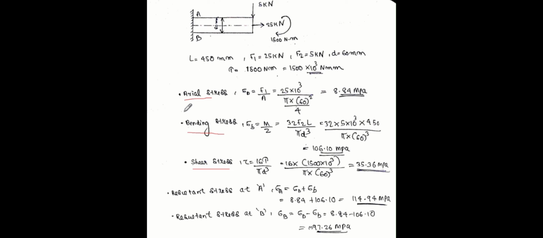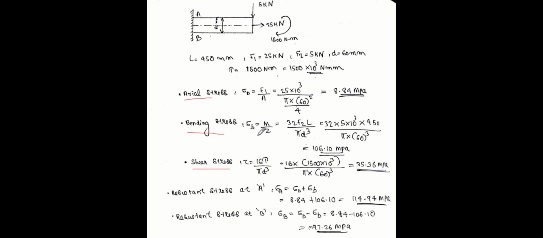The axial stress equation is simple: axial stress is F by A. Since I have named it F1, I have written it as F1 by A. So F1, that's 25 kilonewton, has to be converted into Newton, so multiplied by 1000. Then area: it has a circular cross section, it will be a cylinder. You take the cross section, it will be circular in shape. So area will be the area of a circle, that means pi d square by 4. With simple substitution, we get axial stress as 8.84 megapascal.